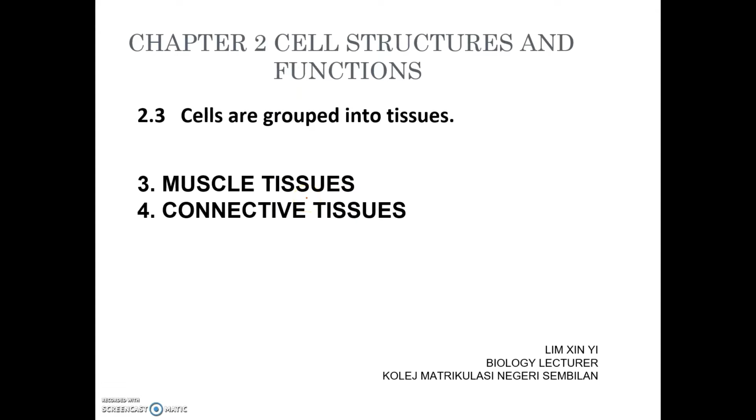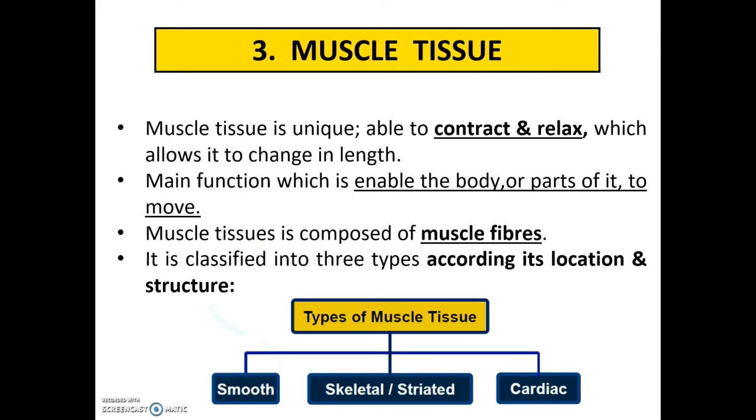This video is about structure and functions of muscle tissues and connective tissues. Muscle tissues. The function is to contract and relax, which allows it to change in length. So the main function is to enable the body or part of it to move. Muscle tissue usually consists of fibres.